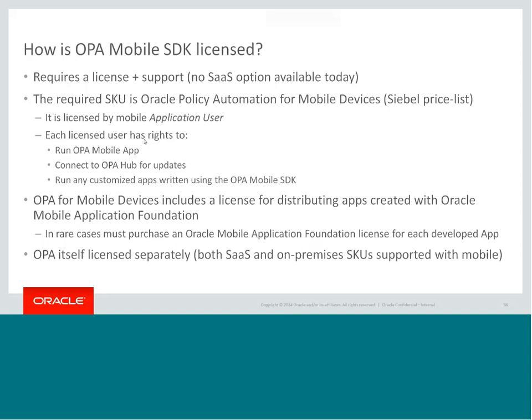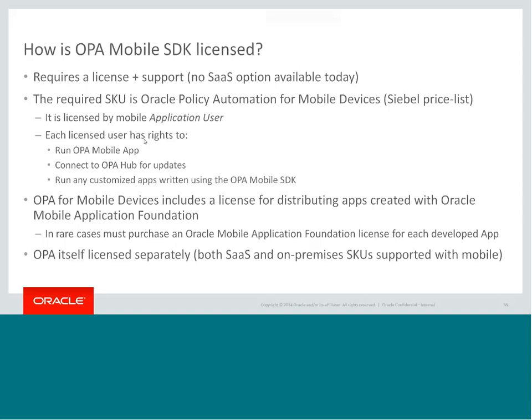There are a few capabilities of the Mobile Application Foundation that aren't included in that license. I think data controls in particular, which pre-bind to back-end services, are not included. In that case, if you want to use those capabilities, you'll need to buy a one-off license for each app that you're developing. But in most cases, if you're just using OPA for mobile devices with some other app that you've got and want to extend it in lots of ways, you don't need to buy that license.